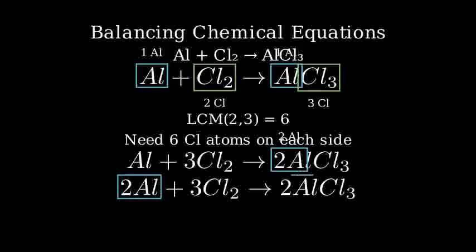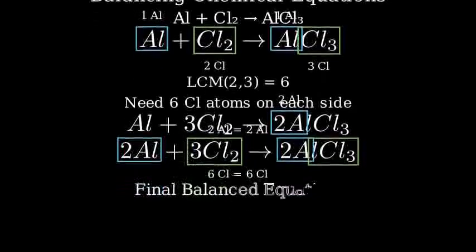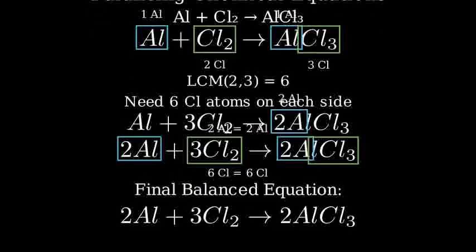We have 2 aluminum atoms on both sides, and we have 6 chlorine atoms on both sides. 3 times 2 on the left equals 6, and 2 times 3 on the right also equals 6. And there we have it. Our final balanced equation is 2 Al plus 3 Cl2 yields 2 AlCl3. Remember, in a balanced chemical equation, the number of atoms of each element must be equal on both sides.